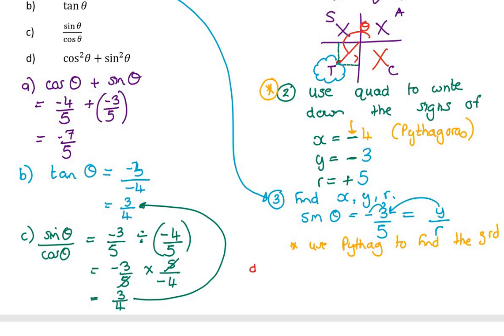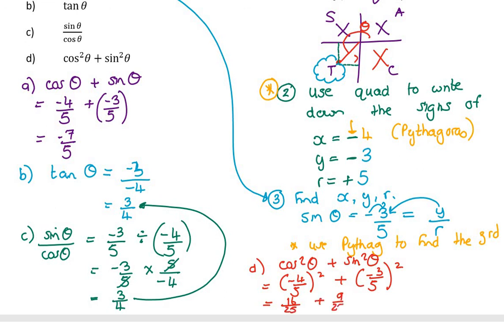And our last question here is cos squared plus sine squared. So I'm sorry, I'm running out of space here, so it's a bit all over the place. Cos squared would be negative 4 over 5 squared. Sine squared would be negative 3 over 5 squared. That would be 16 over 25 plus 9 over 25. I add my numerators together and I get 25 over 25. And what do you know? That's equal to 1. Now again, I deliberately chose these examples because I wanted us to notice something.